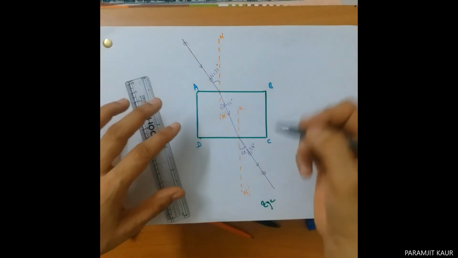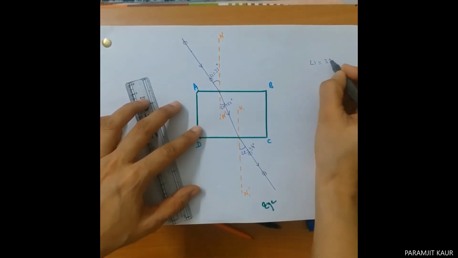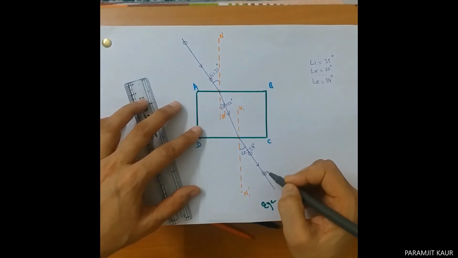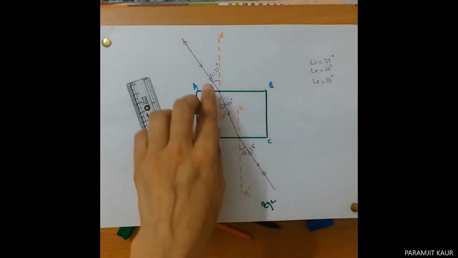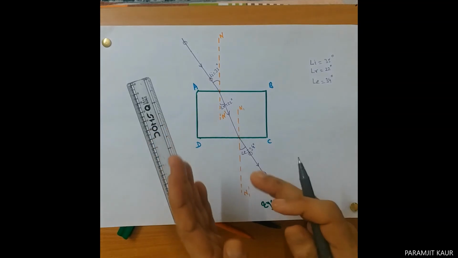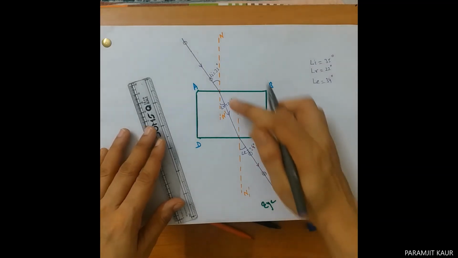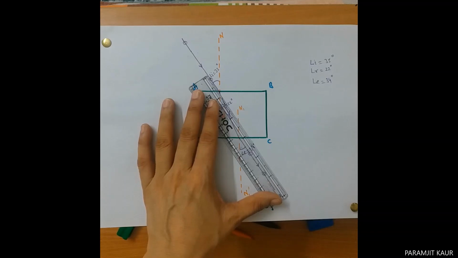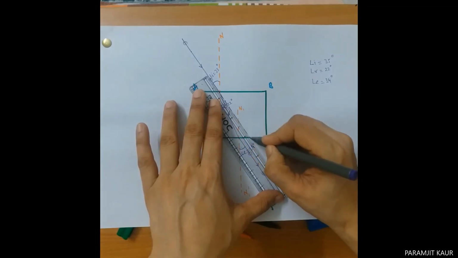So since as per the experiment we were to measure all the angles, I'll write the observation here. Angle i is equal to 35 degrees, angle r is equal to 22 degrees, and angle e is equal to 34 degrees, right? Now, as we see in the diagram, this emergent ray is not in line with the incident ray. Rather, it is slightly displaced. Now, in order to know how much it is displaced from the original path of the incident ray, we extend the incident ray. When we extend this incident ray, we do it by a dotted line.